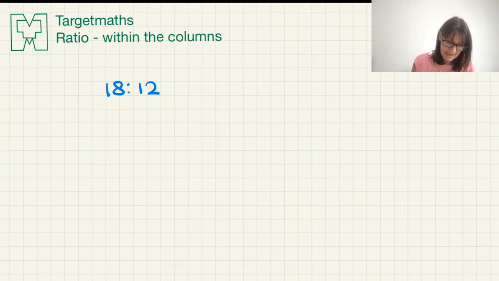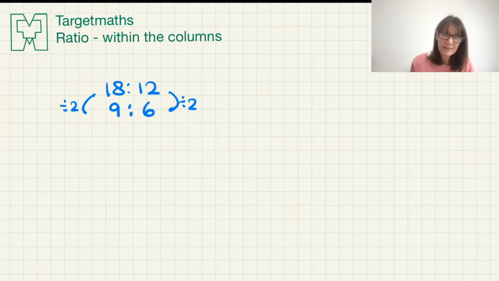Okay, so I can see they're even. So I'm just going to take the easy option and divide by 2. That's going to give me 9 and 6. And then I've got to think about this. Have I finished or can I go again? Quite often when I'm halving and dividing by 2, it will go again, all right?